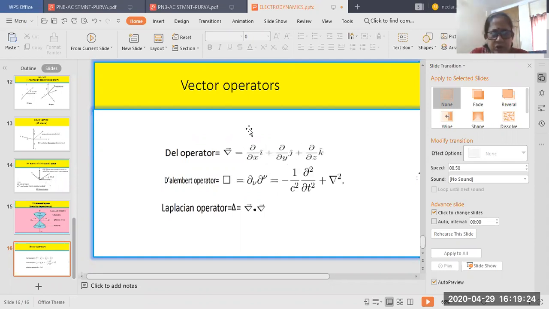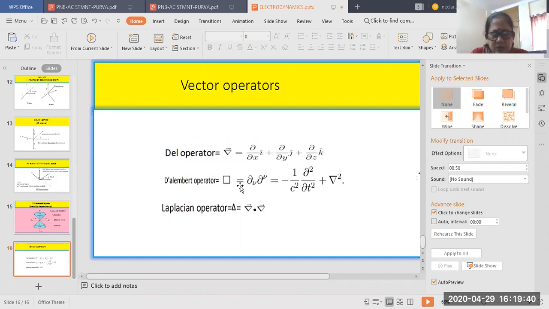Three dimensions, all three will be there. So if we are going to a fourth dimension, how do we write the operator? It is shown by a square. It is called the D'Alembert operator. This might have been taught in classical mechanics.